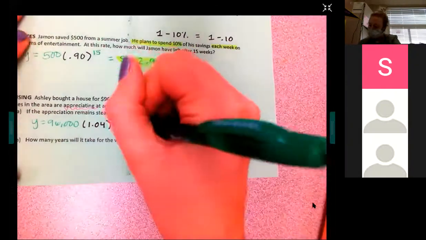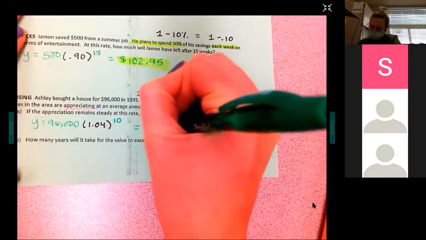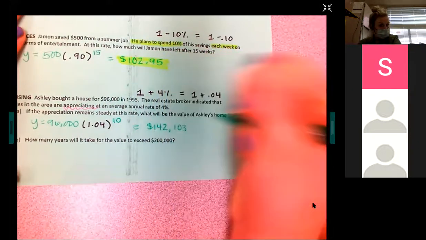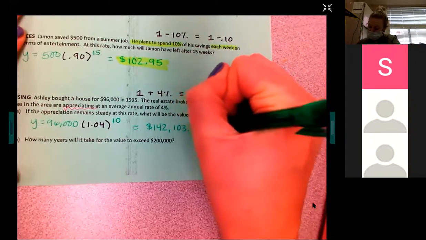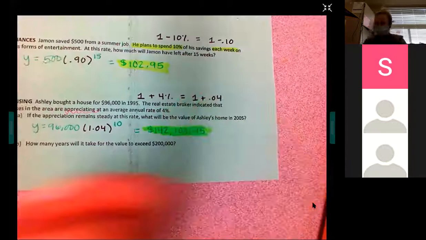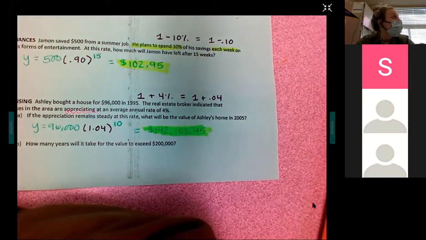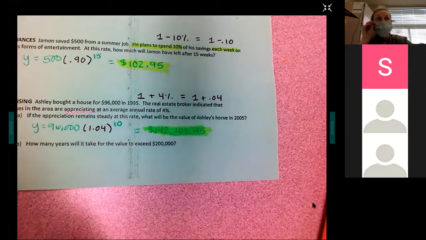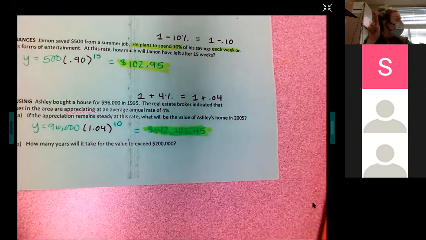I'm going to write this down for y'all. Y'all have to tell me because I already forgot. $142,103 and how much? 45. Thank you. Do we feel like on our Delta Math that we could write the initial, figure out the factor, put in whatever time they give us for the exponent, and then go to Desmos and figure out the value? No. Okay. So my girls at home, how do y'all feel?